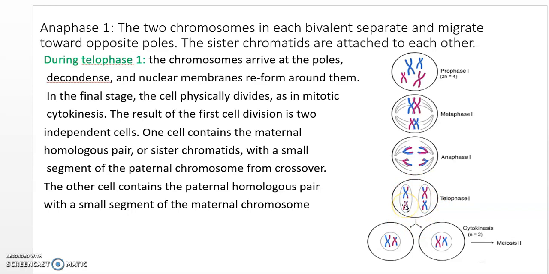In the final stage, the cell physically divides as in mitosis, that is cytokinesis. Like this it divides. The result of the first cell division is two independent cells. So this here and this here. One cell contains the maternal homologous pair or sister chromatids with a small segment of paternal. Since this is maternal, from the mother, it will contain a small segment of the paternal. Whereas the other contains what? The paternal homologous pair, from the father, with a small segment of the maternal, that means a small segment from the mother.